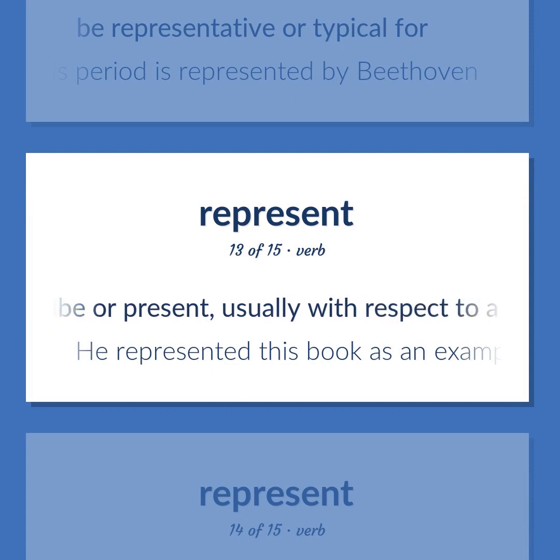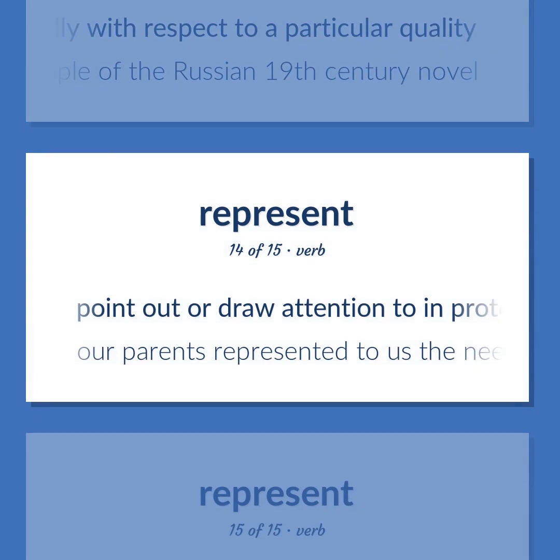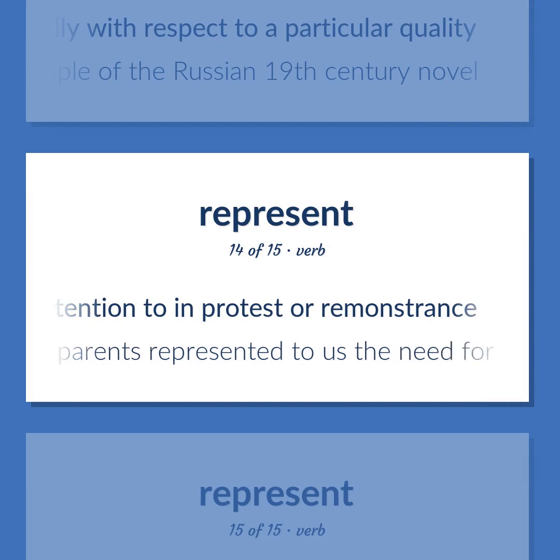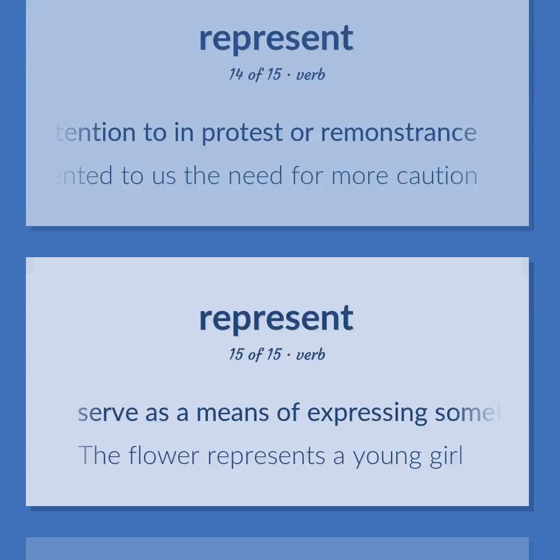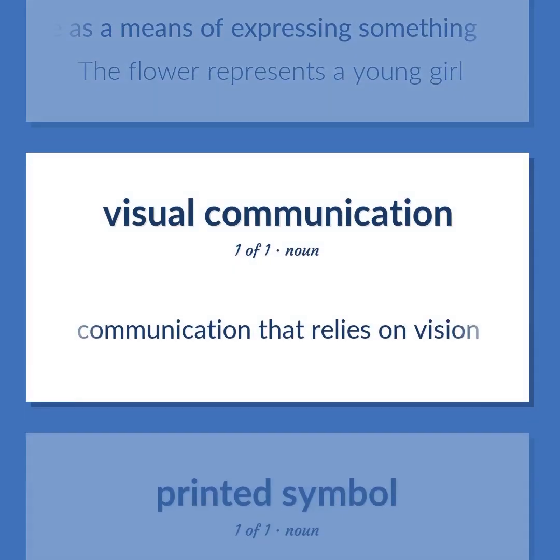Describe or present, usually with respect to a particular quality. He represented this book as an example of the Russian 19th century novel. Point out or draw attention to in protest or remonstrance. Our parents represented to us the need for more caution. Serve as a means of expressing something. The flower represents a young girl. Communication that relies on vision.